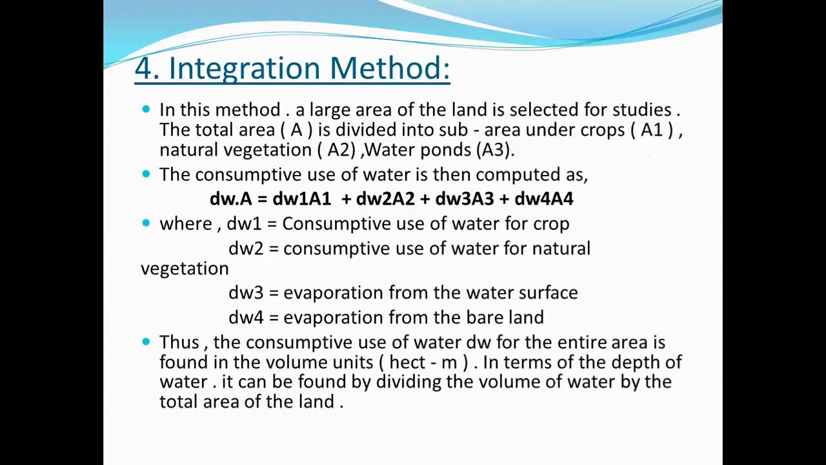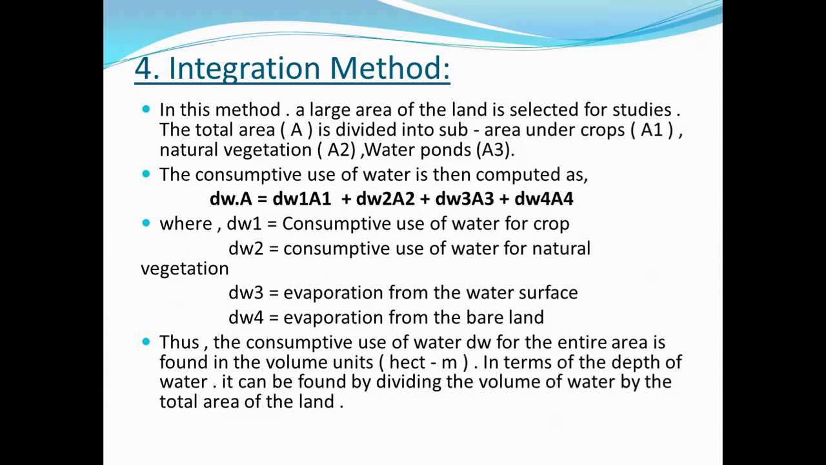Next is the integration method. In this method, a large area of land is selected for studies, where the total area is considered as A, which is divided into sub areas. First is A1 under crops, natural vegetation A2, water bodies A3, and for bare land, it's A4.